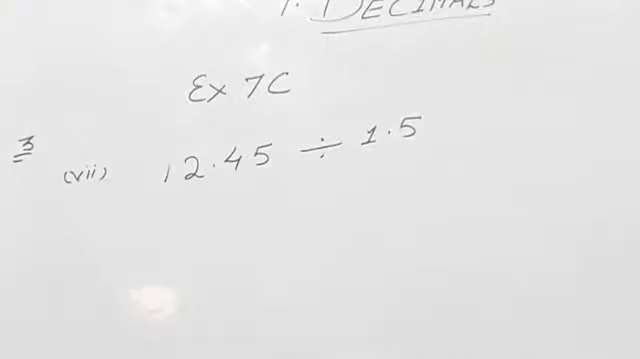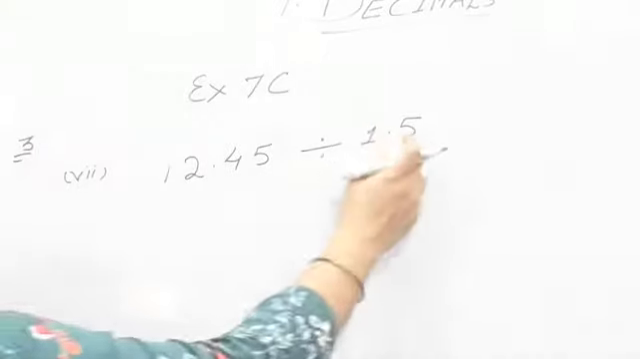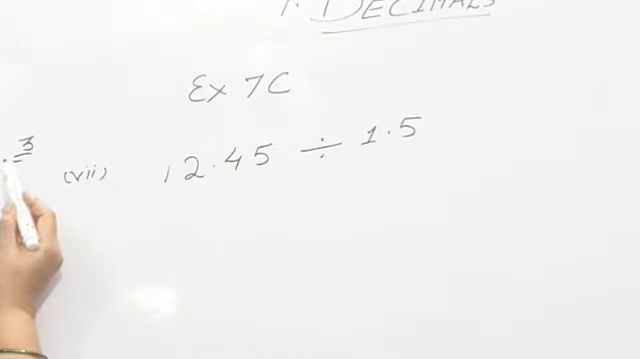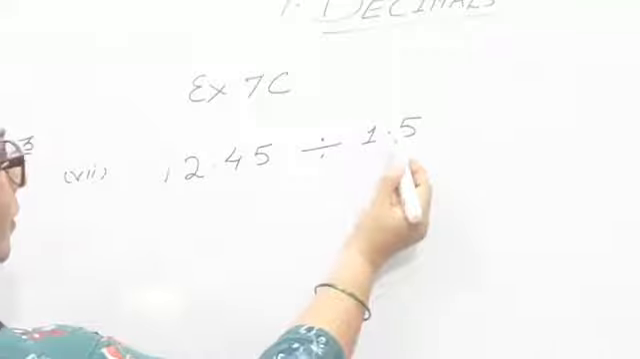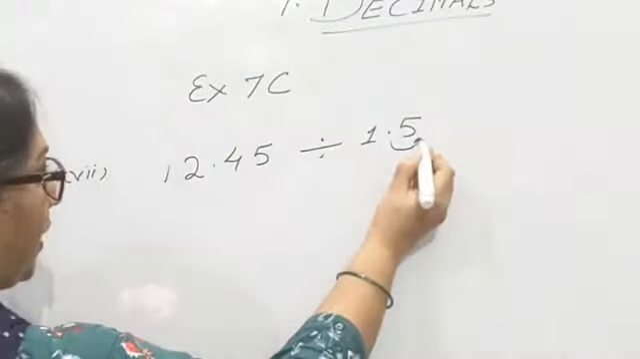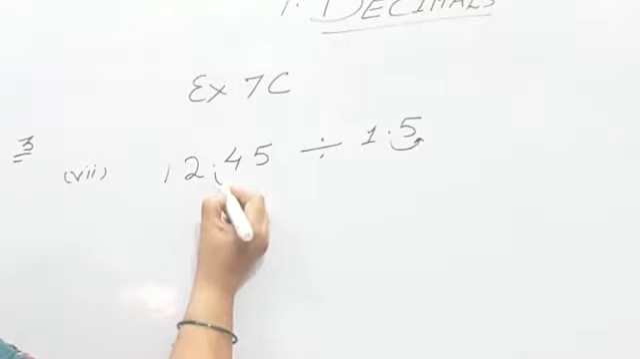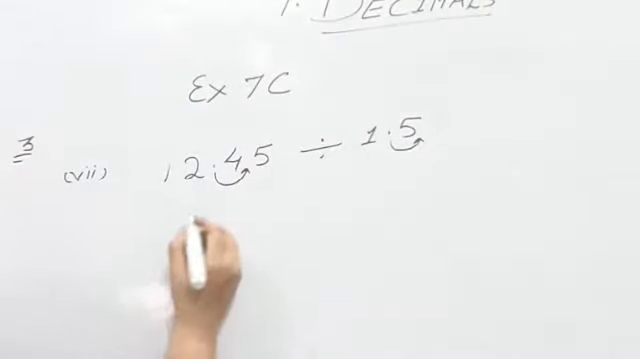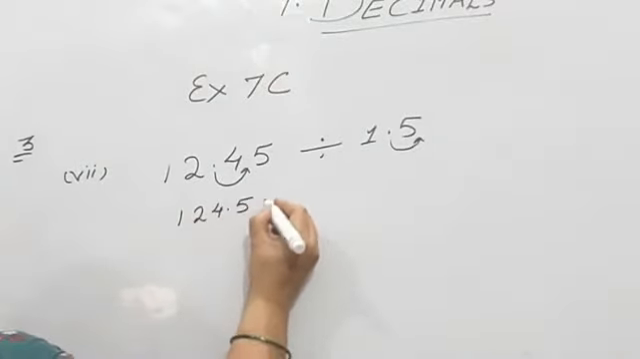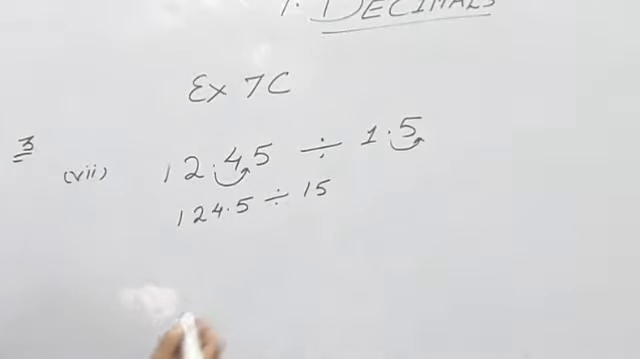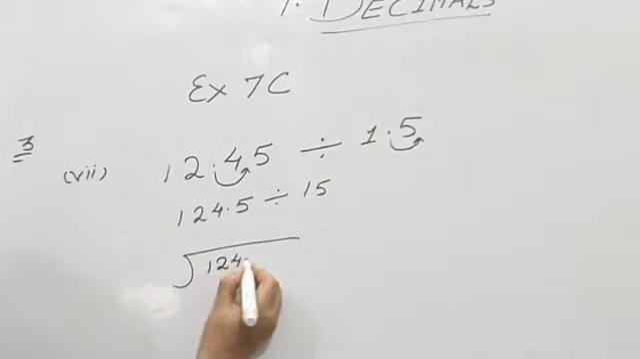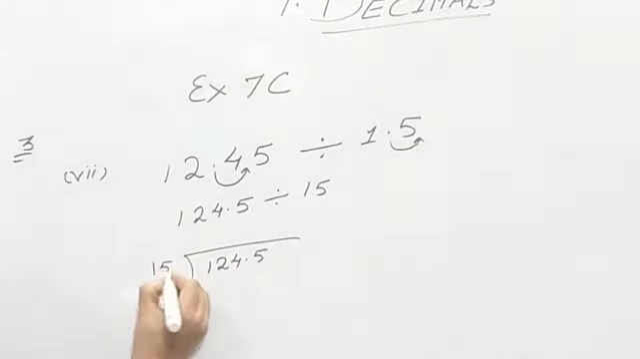A few more examples of division of a decimal number by a decimal number. This is your book question. Exercise 7C, third question, 7th part. So let me explain. To make this divisor a whole number, shift the decimal one place to the right. The same number of places the decimal is shifted in the dividend. So it becomes 124.5 divided by 15. Now let's proceed to the division. Arrange in division form. 124.5 divided by 15. Let's proceed.